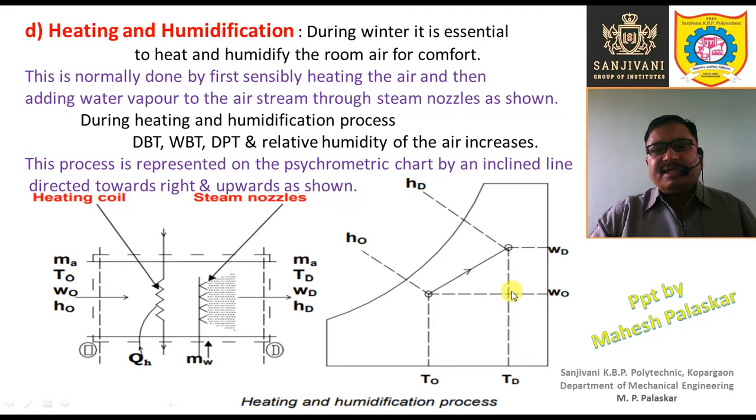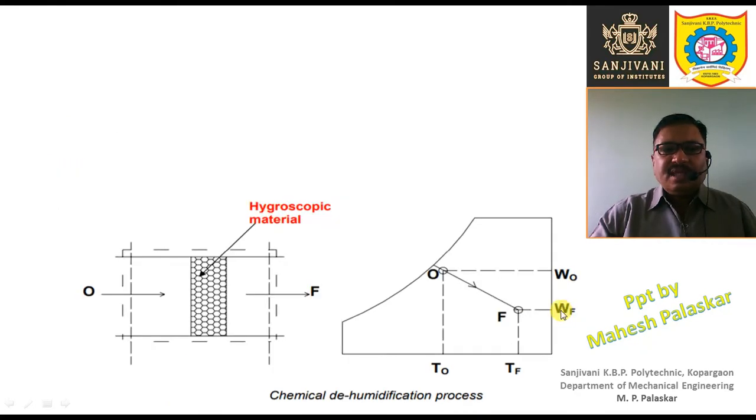The dry bulb temperature is increased, the specific humidity is also increased, the wet bulb temperature is increased, the dew point temperature is increased, the specific enthalpy is increased, and the latent enthalpy is also increased. Since it is heating and humidification, almost all these properties are increased during this process. Next one is the chemical dehumidification process.